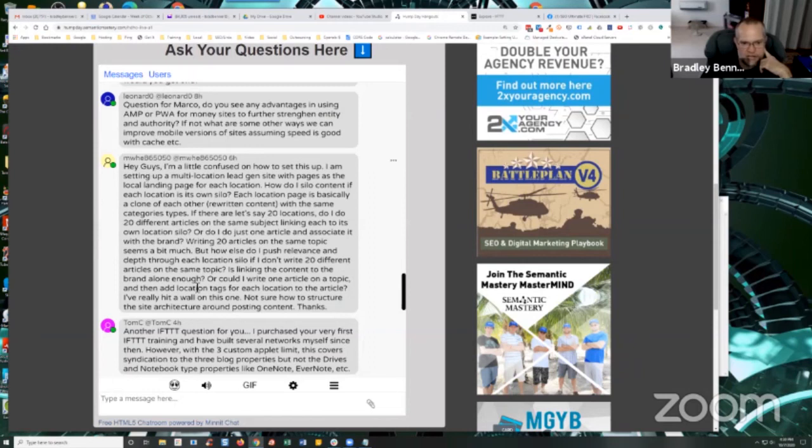So the next question is a whole bunch of questions talking about pretty advanced silo structure stuff. I'm not going to read all this because it's a lot. This question is about setting up a multi-location lead gen site, with 20 different locations and a separate location page on each. He's running into some silo issues with how to structure that correctly, so it's a more advanced question.